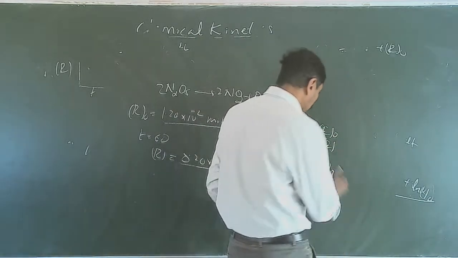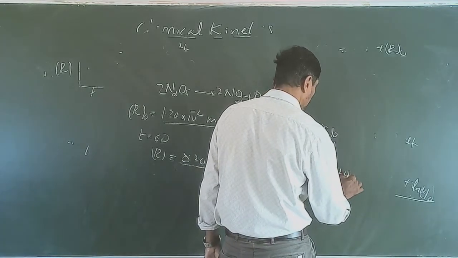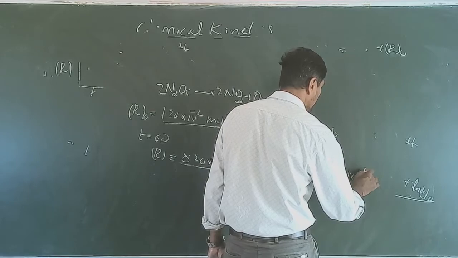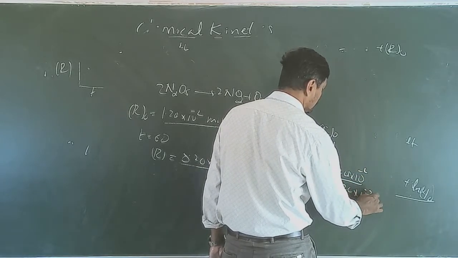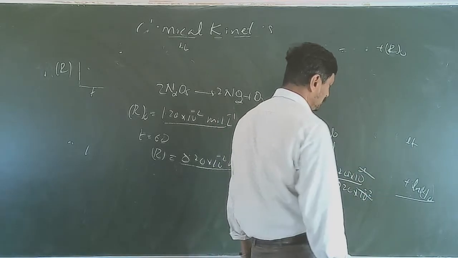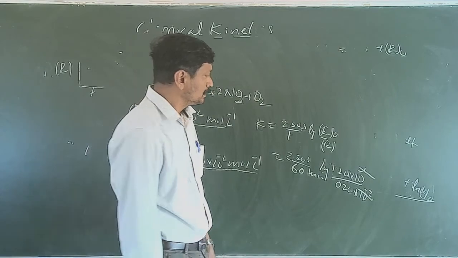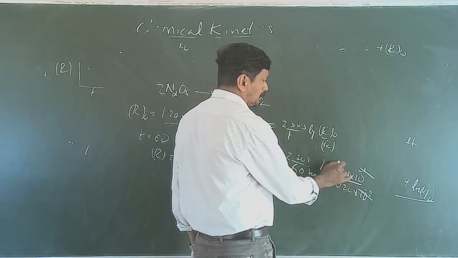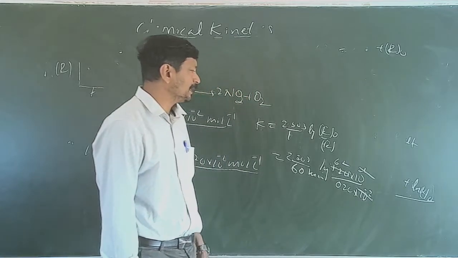So log of initial concentration, 1.24 into 10 to the power of minus 2, and concentration R is 0.20 into 10 to the power of minus 2. The minus 2 gets cancelled. So 1.24 divided by 0.2 is 6.2. So log of 6.2. See what you will get?